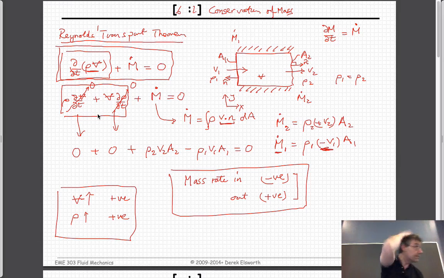Okay? Yeah, sorry. This box in the lower left? I mean that if your volume is increasing, if you're going from 1 meter to 2 meters in volume, then that is a positive volume change. So the sign convention is: increasing volume is positive, increasing density is positive, mass rate out is positive, and mass rate in is negative.